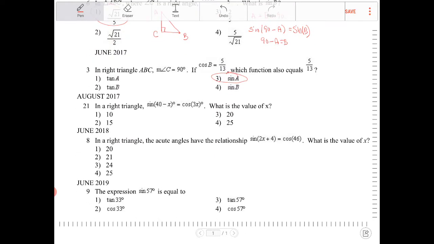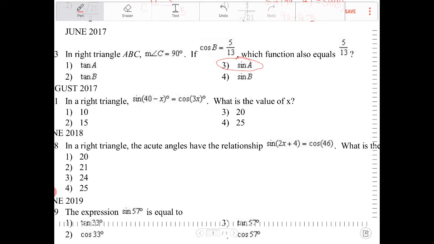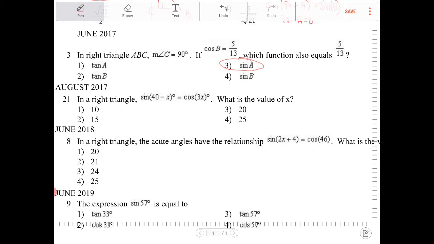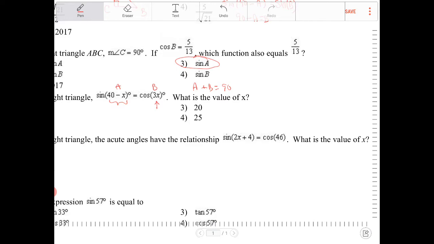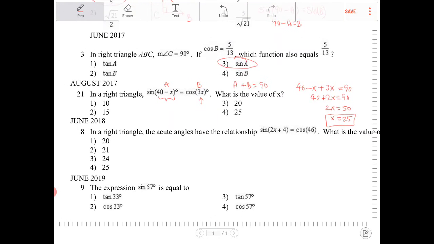August 2017, in a right triangle, sine of 40 minus x is equal to cosine of 3x. What is the value of x? Now, in order for this identity to be true, these angles must be complementary. So if I call this A and that B, A plus B must equal 90 degrees, right? That's the identity. So 40 minus x plus 3x must be equivalent to 90 degrees. Combining like terms, I get 40 plus 2x is equal to 90. Subtract 40, 2x is equal to 50. Divide by 2, x is equal to 25. And that would be option 4.